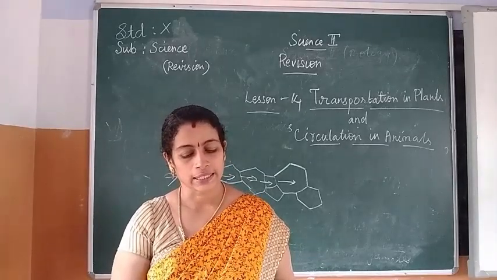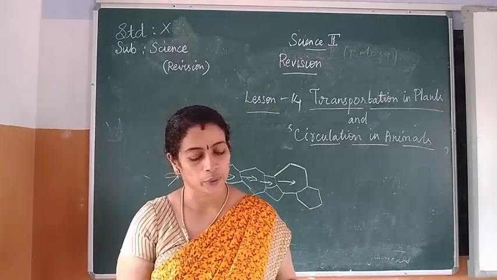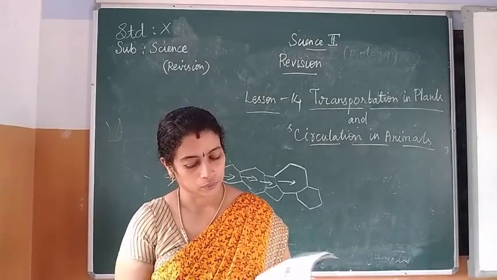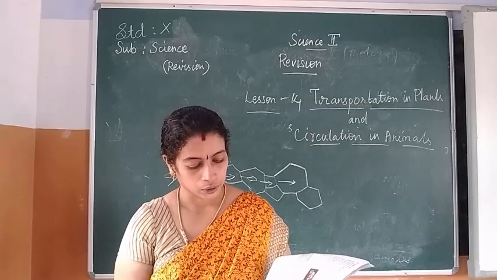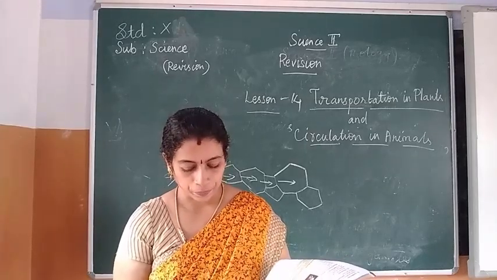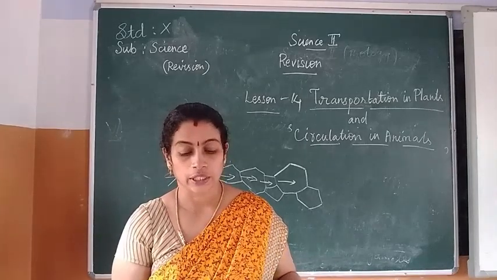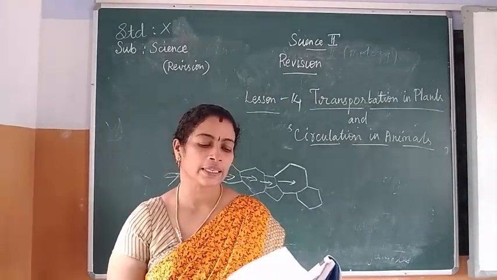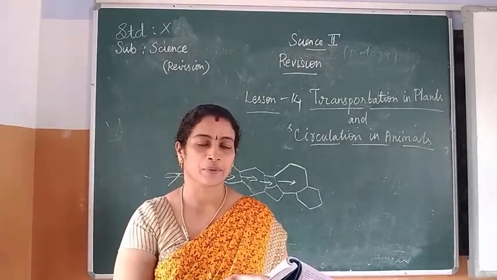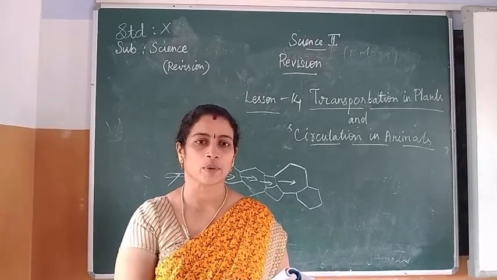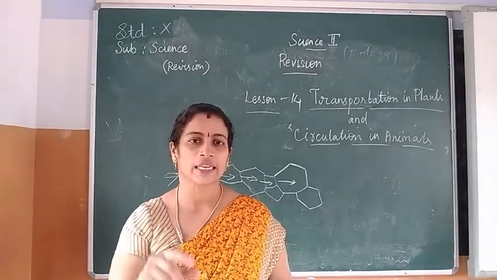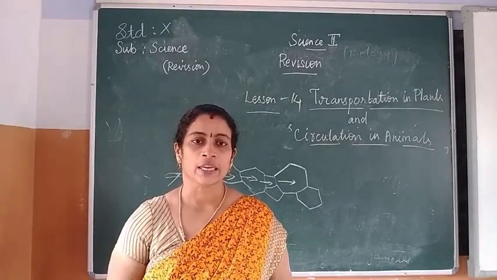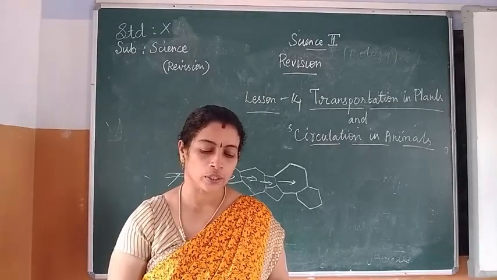The next one, describe the structure and working of human heart. It is in page number 207. Short answer. You need to draw the diagram. It is asked for 4 marks or 7 marks. You have to draw the diagram and explain the structure of the heart and the working of the heart in a detailed manner. So structure, you know about 4 parts.